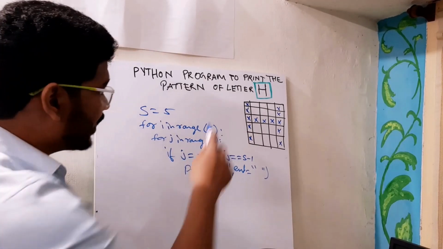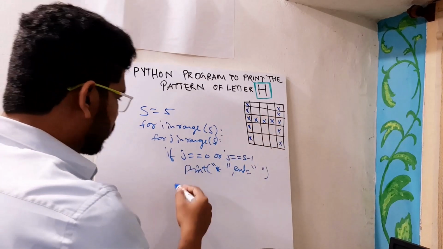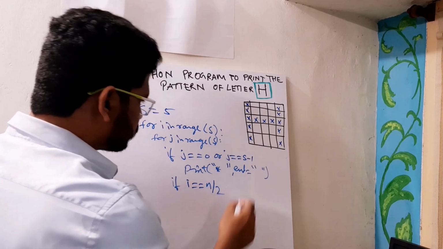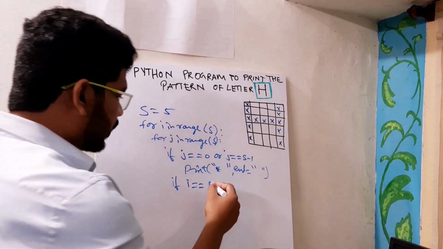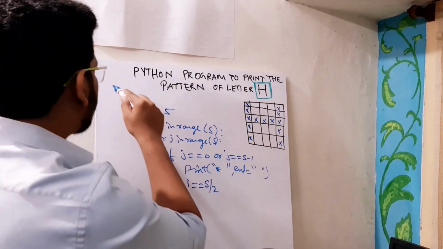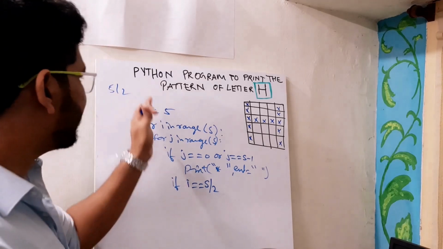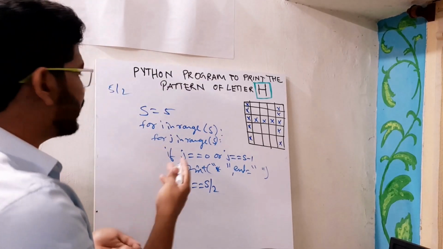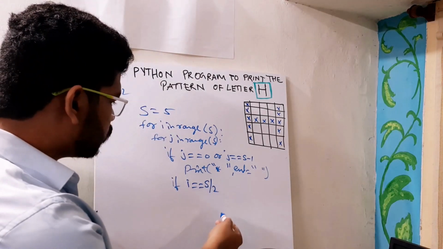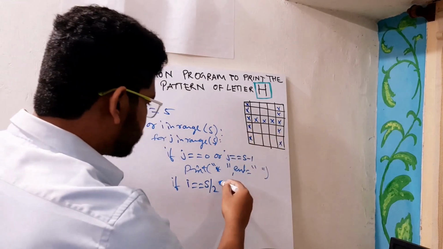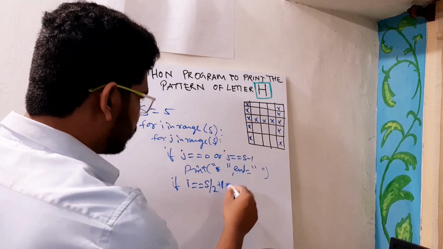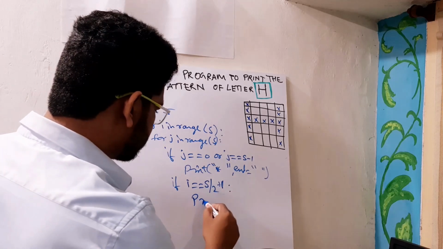And now I'll print the middle row. This is the middle row. For the middle row, I write a condition like if i equal to s by 2. I equal to s by 2, where s is 5. 5 by 2, if you take it as int, will give us only 2. So I'll do s by 2 plus 1, so that it will go to the third line. If i equal to s by 2 plus 1, I'll print stars.